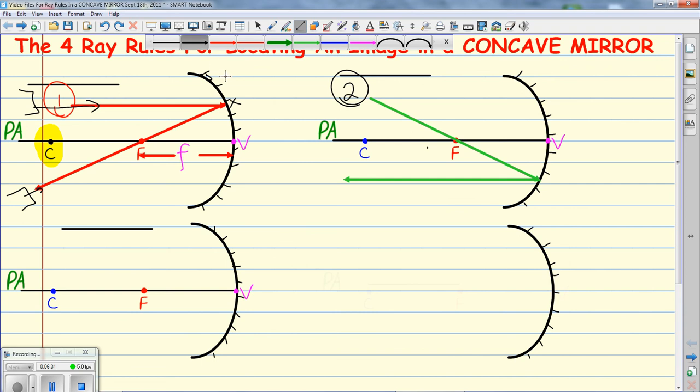The third rule is very simple. It simply says any ray of light that passes through the center point and hits the mirror will reflect straight back upon itself. So you won't actually see a separate reflected ray. You'll see one ray that simply bounces back on itself. Very much the same as plane mirrors. When you had a ray of light hitting the plane mirror normal at right angles to the mirror, it just bounced straight back. And that's what it does if you shine it through the center.